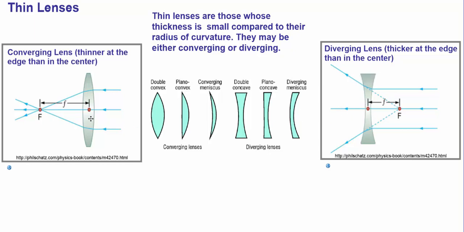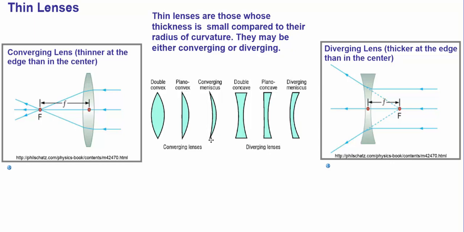So in these two pictures on the left and the right, pretty easy to see. You see that it's thicker in the center for the lens on the left, which means it's converging, and it's thicker on the edges for the lens on the right, which means it's diverging. However, if you see some of these other lenses here in the middle, it's not as immediately obvious.